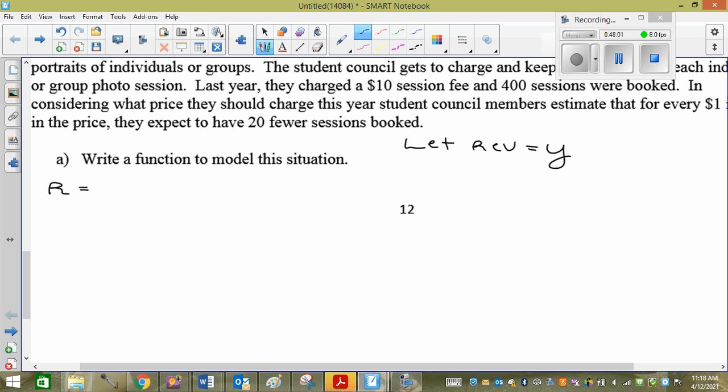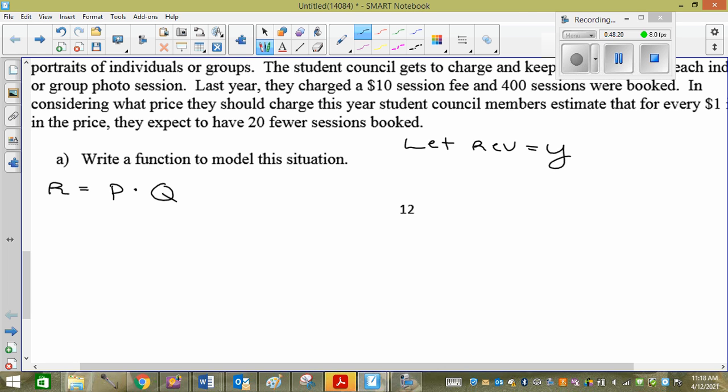Revenue is equal to the price they charge times the amount of bookings they have, right? That should be fairly straightforward with these. But now what we want to do is pick out the data from these and see what's happening to each of these variables, the price and the quantity, when they change them.